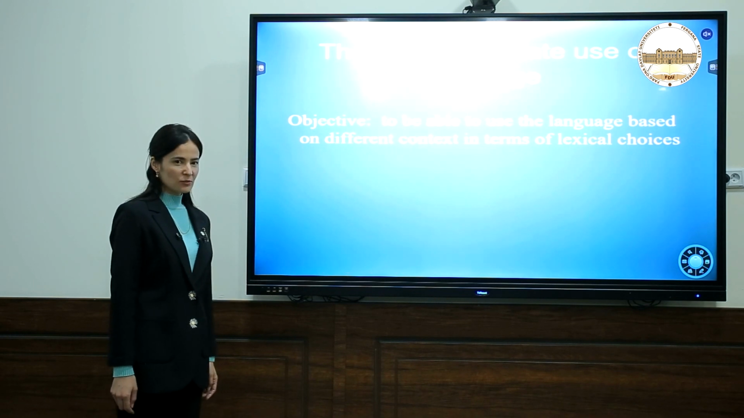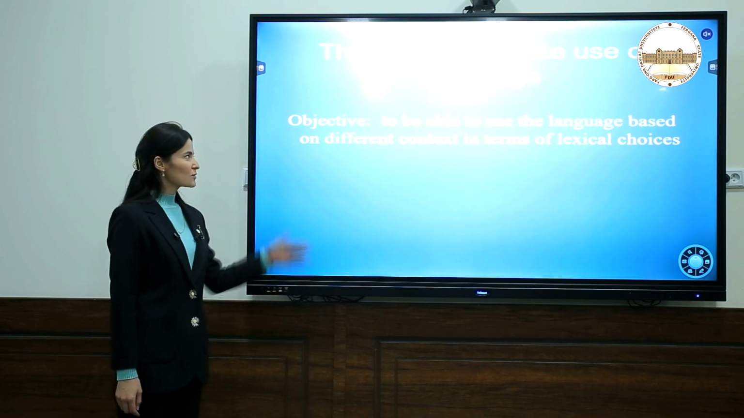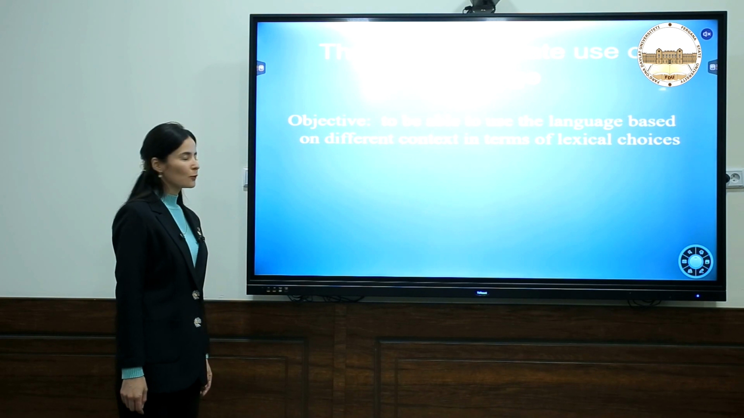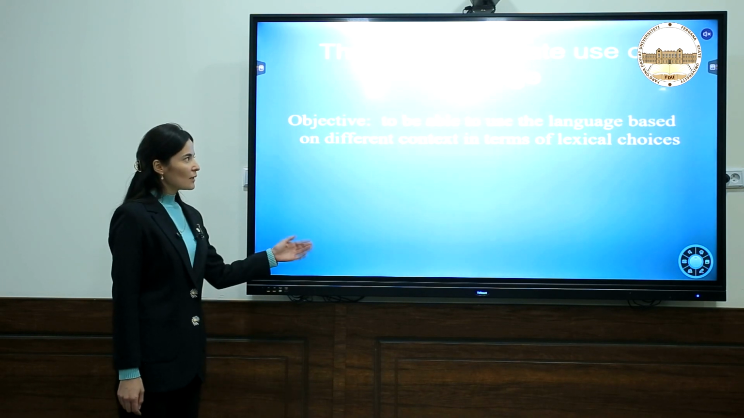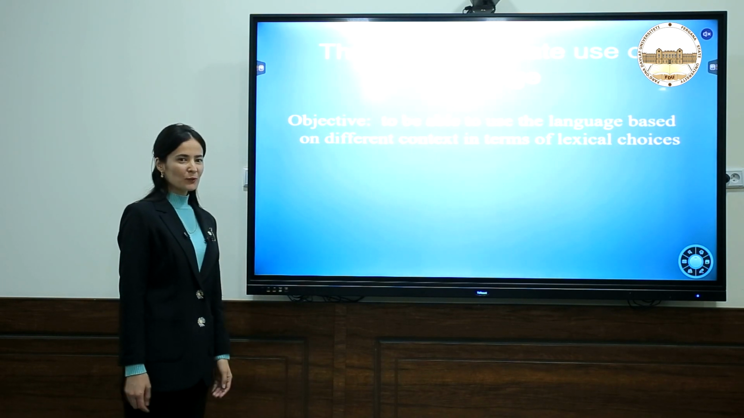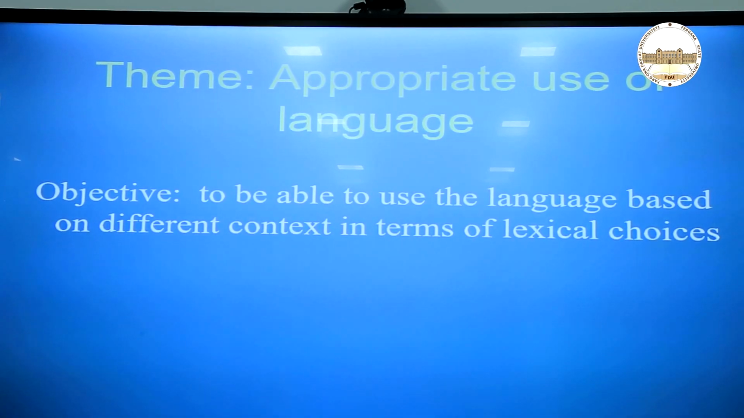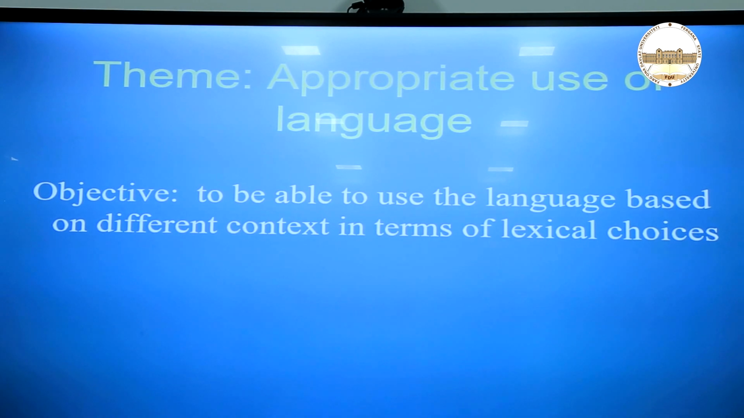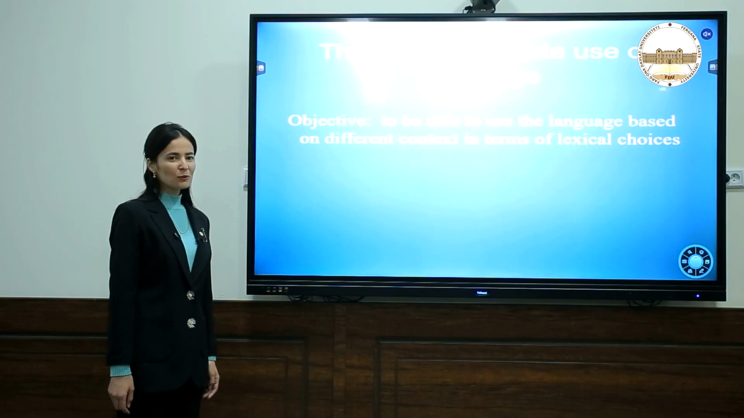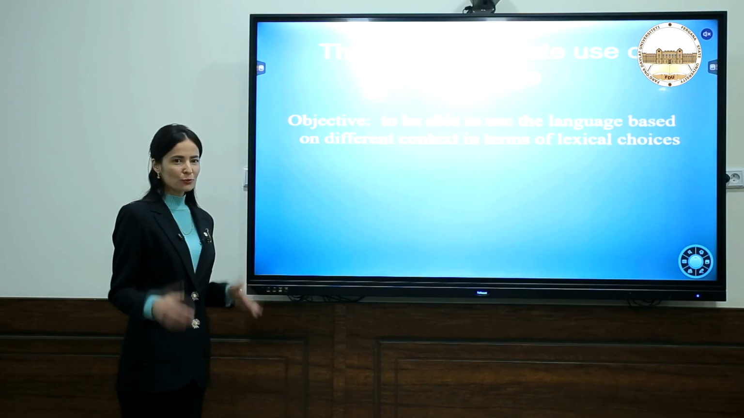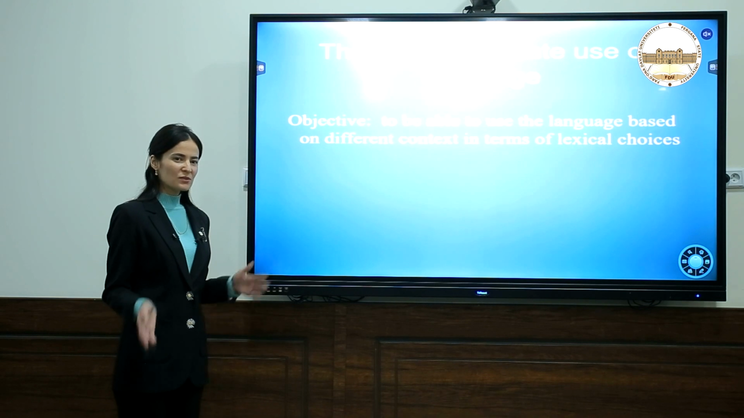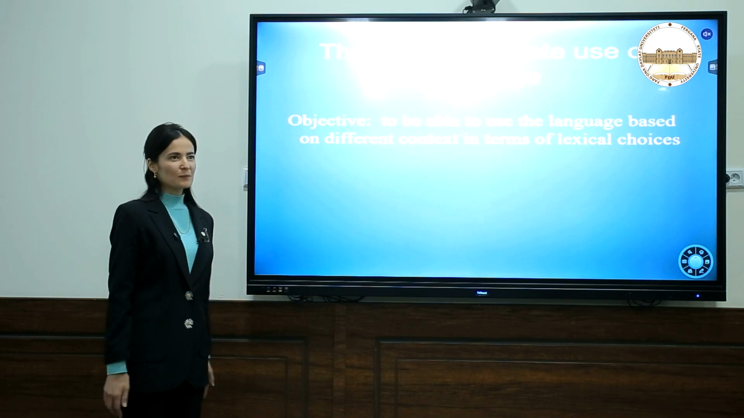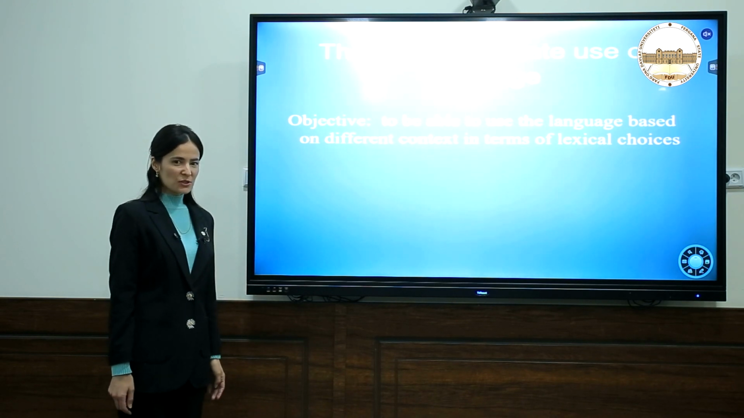The appropriate use of language. When it comes to this question, we will have to set our objectives. At the end of the lessons, you, the learners, will be able to use the language based on different contexts in terms of lexical choice. When it comes to appropriate language use, we use on a daily basis different sorts of words, including jargons, euphemisms, slangs, idioms, and everyday expressions.